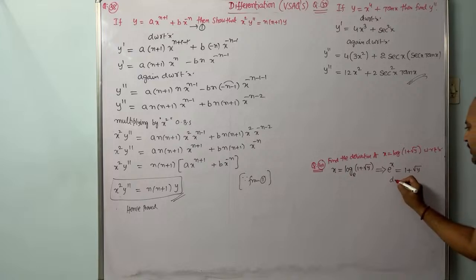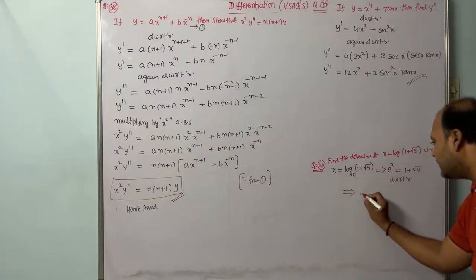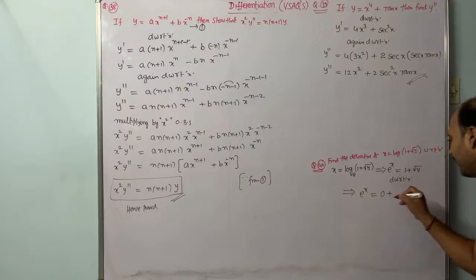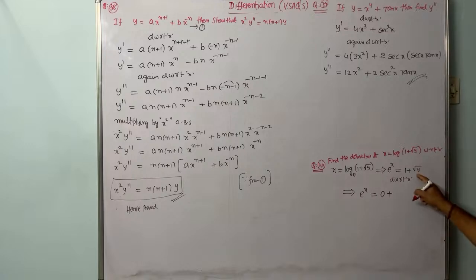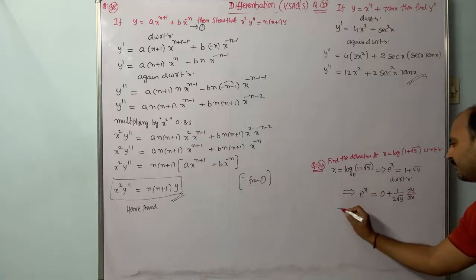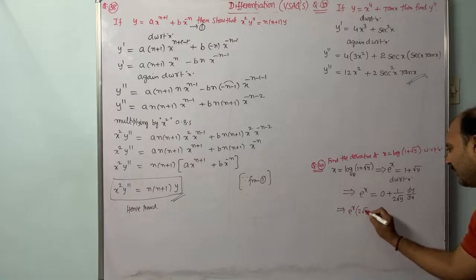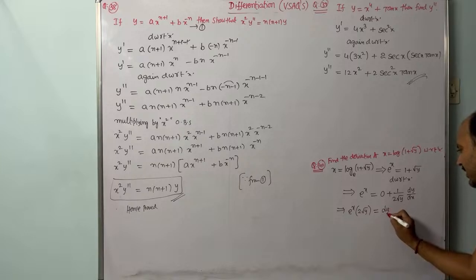Now differentiate with respect to x. So d by dx of e power x is e power x, equals the constant's derivative 0, plus d by dx of root y, 1 by 2 root y. Again y also differentiate, dy by dx. Cross multiplication: e power x into 2 root y is equal to dy by dx.